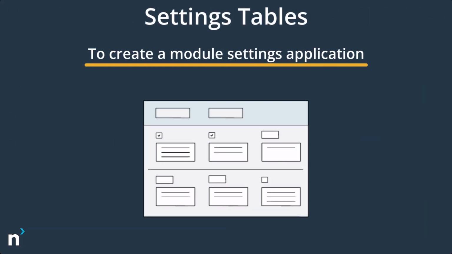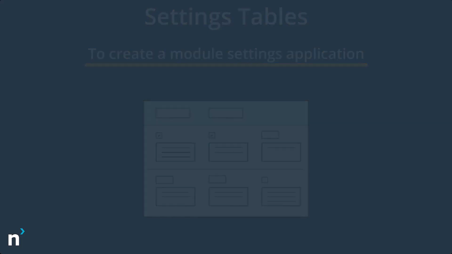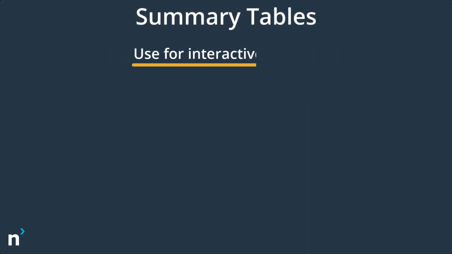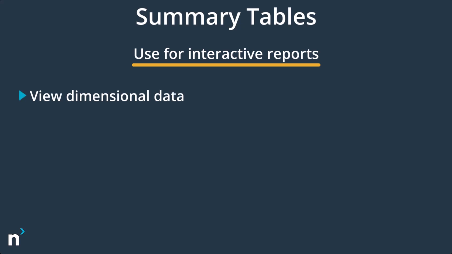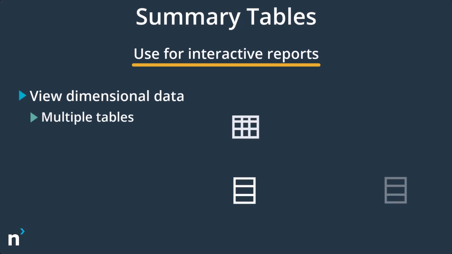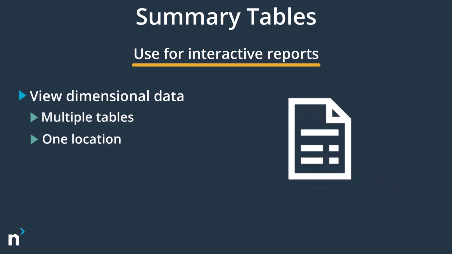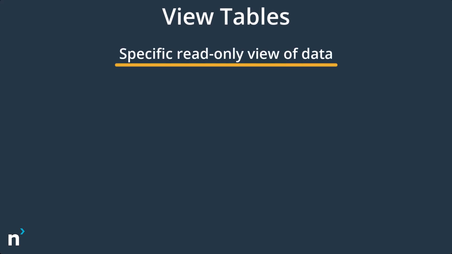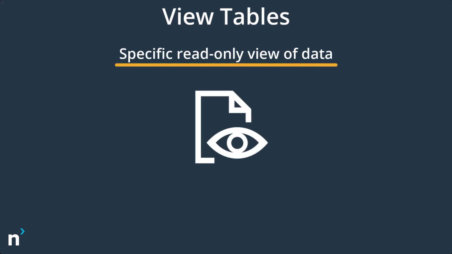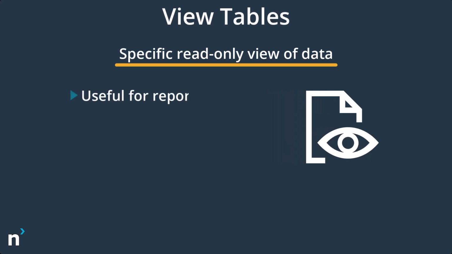Use settings tables if you're creating a module settings application. Use summary tables for interactive reports. They allow you to view dimensional data about multiple transactional tables in a single location. Use view tables if you want a very specific, filtered view of data that is read-only. This is often helpful for reports, as it avoids pulling in an entire table's worth of fields that you don't need.